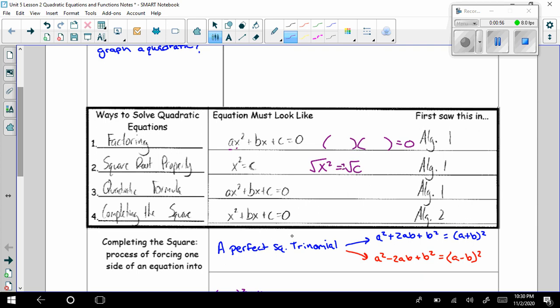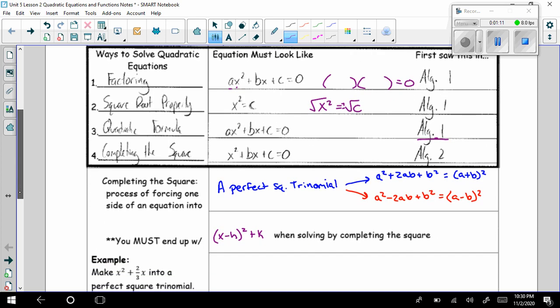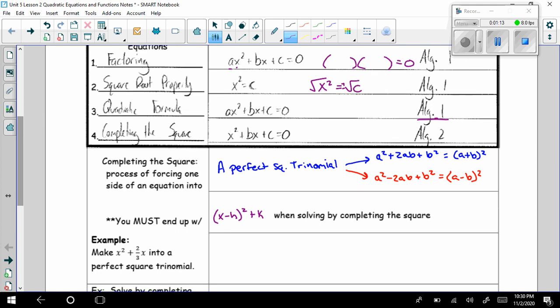Making sure you do the plus or minus in the front. Quadratic formula. We'll do that below, but Algebra 1, again, is when you're introduced to that. And then completing the square, you were probably introduced to that in Algebra 2. We've already done that, though, so again, just going fairly quickly through this.